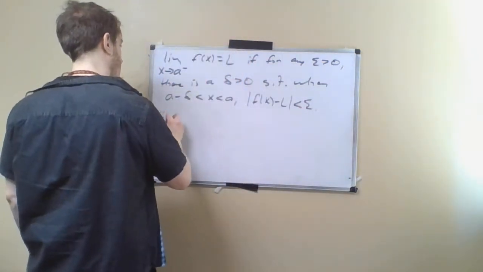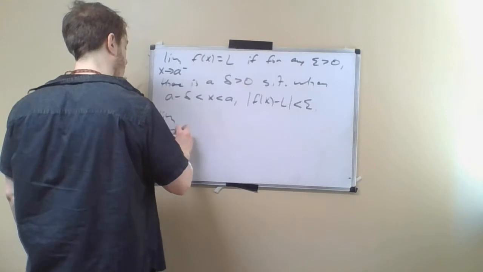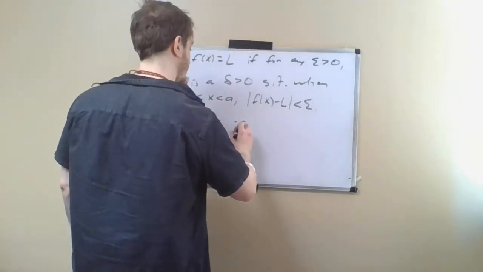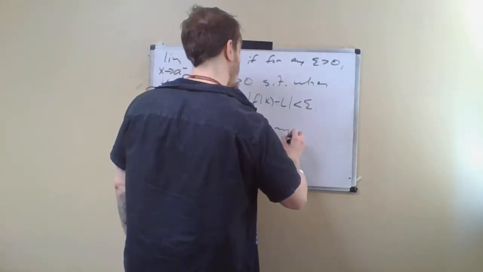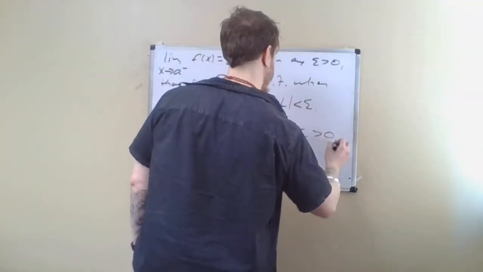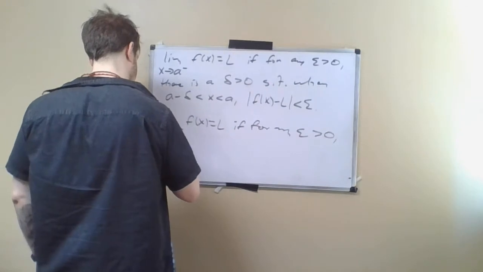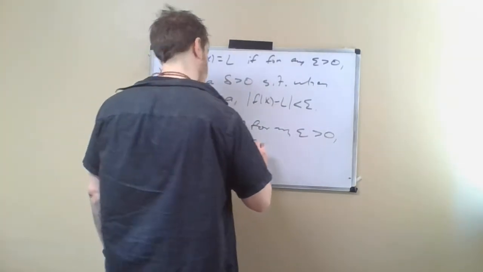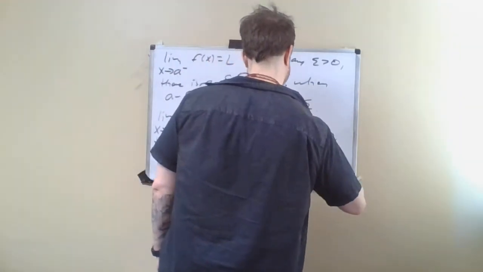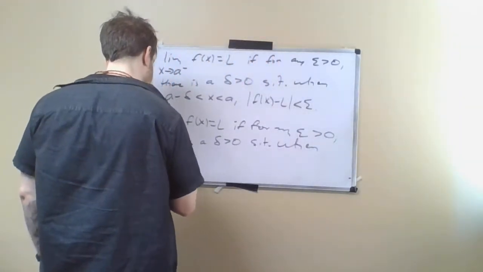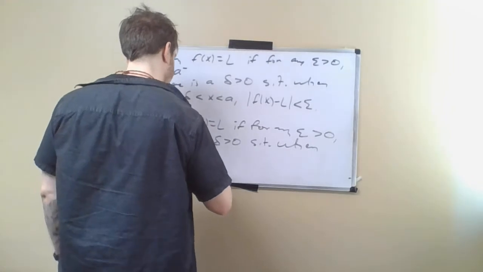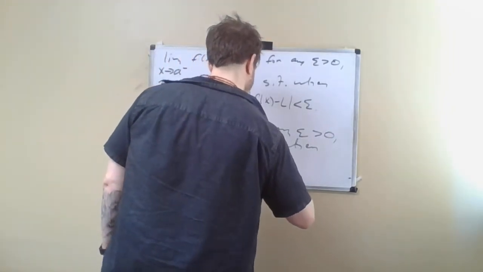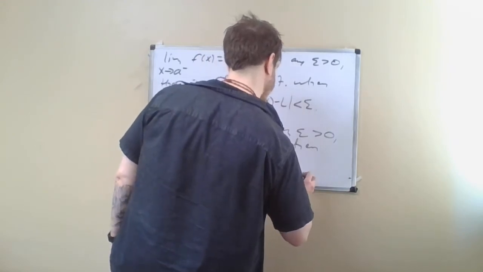And we will say that the limit as x approaches a from the right-hand side of f of x is equal to L if for any epsilon bigger than 0, there is a delta bigger than 0 such that when a is less than x less than a plus delta, the absolute value of f of x minus L is less than epsilon.